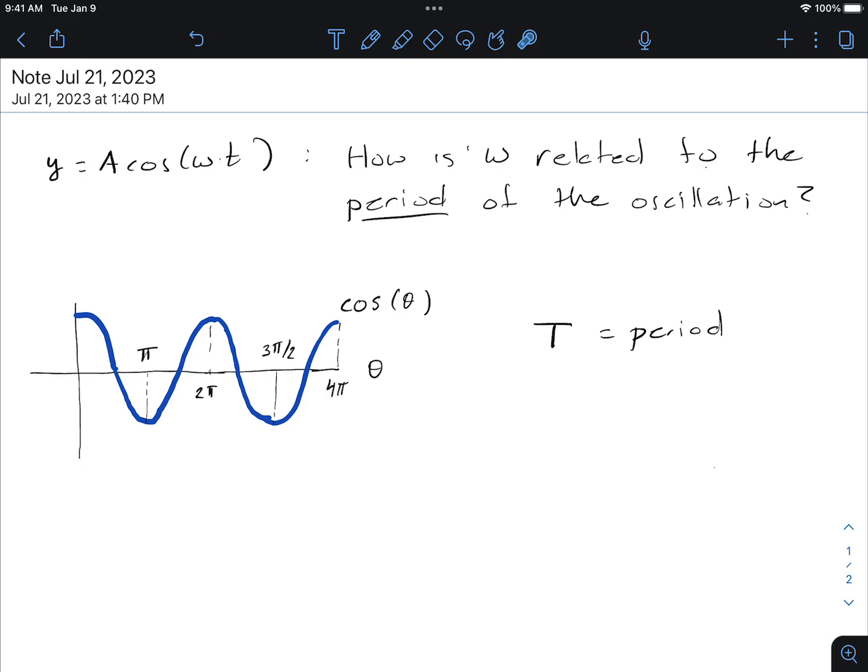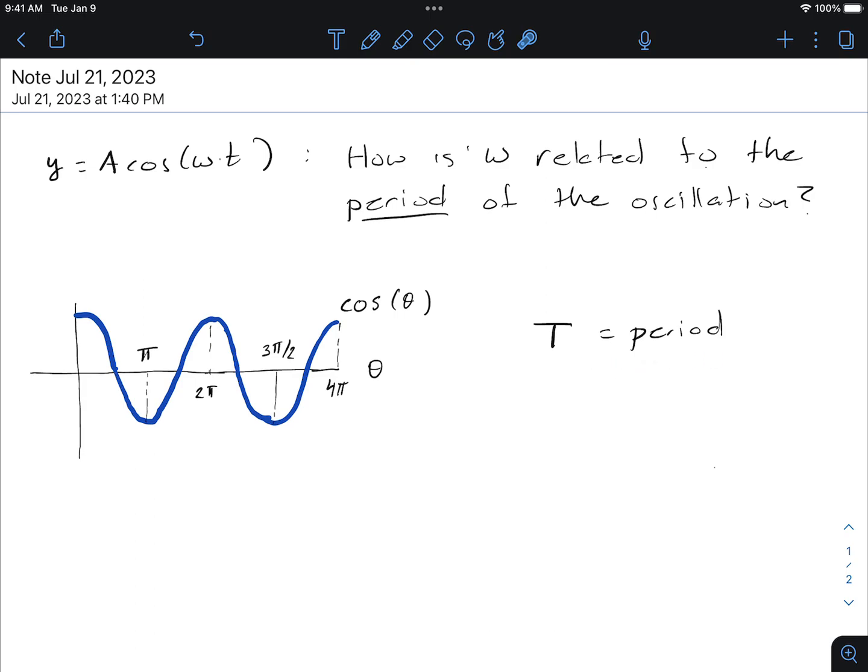An object that moves with simple harmonic motion can be described by an equation that looks like this. And so we've seen that this thing, omega, is called the angular frequency. And so what we want to do is relate this angular frequency to the period of the oscillation. So this capital T is the period of the oscillation.